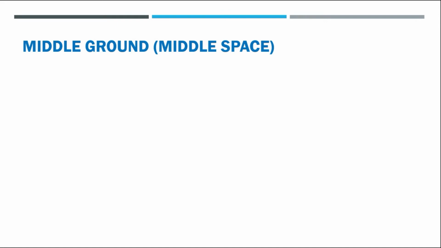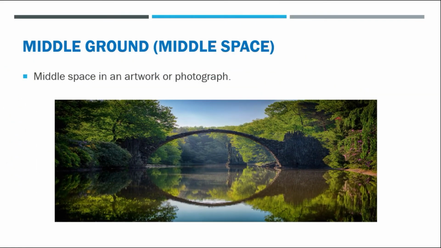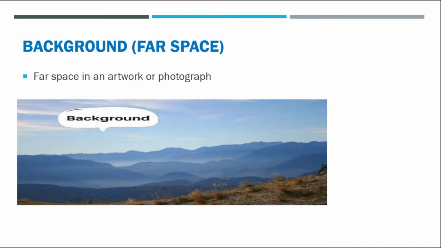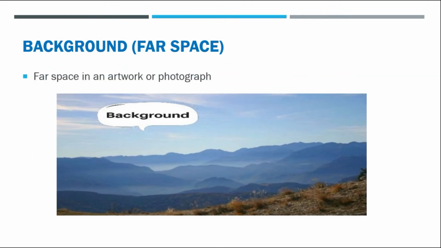Next, middle ground or middle space. Middle space in an artwork or photograph. For example, this one. We have the middle space or middle ground of the bridge. Look at the picture. The next one is background or far space. Far space in an artwork or photograph. Example, this one. The mountain and the clouds.